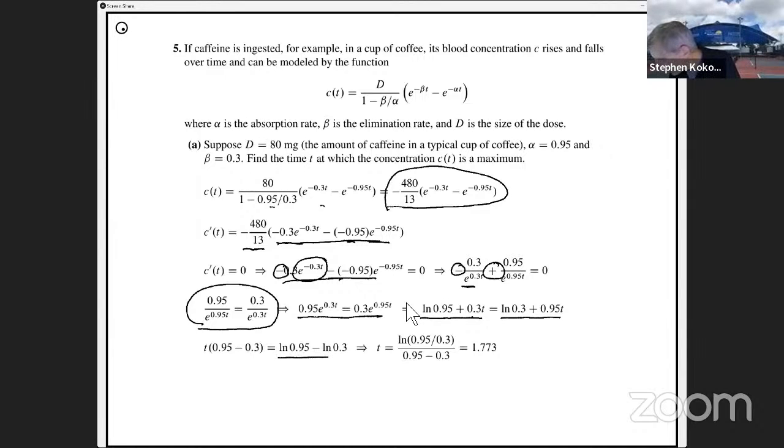And now I bring my constants to one side. I factor out my t, do a little bit of division, and I get t is equal to 1.773. Now, one thing I didn't do here, and we'll leave this for the students: how do I know that that value of t produces a maximum value of c? I didn't put a sign chart down here. I didn't use any justification. You might think a little bit about what the domain is for this function c and write in some extra justification to make sure that that does indeed produce a maximum concentration.